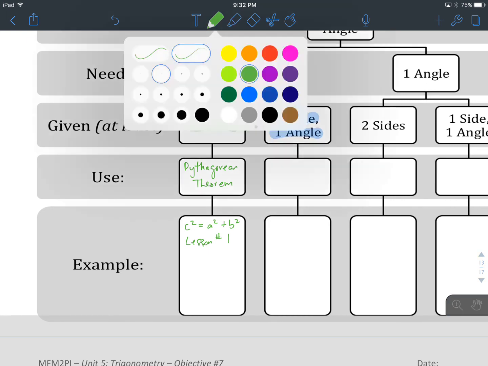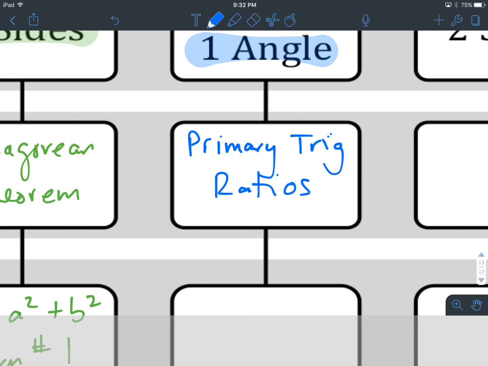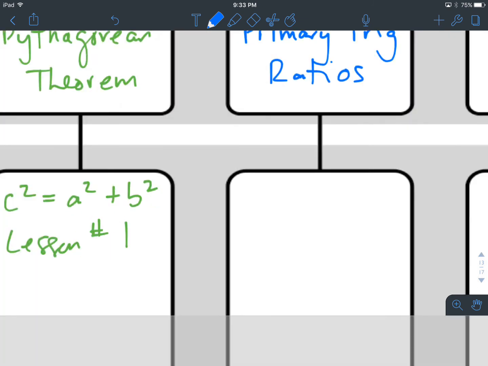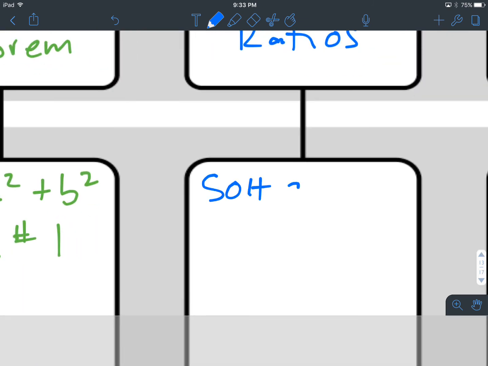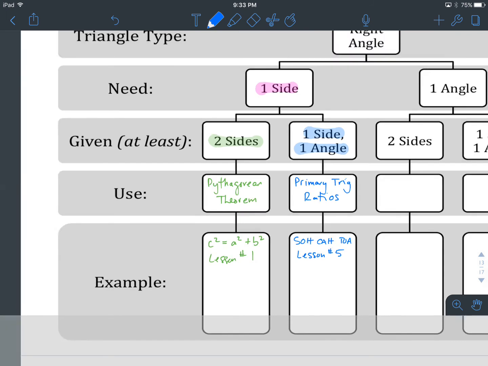What we're going to use in this instance is the primary trig ratios. So we've been given a side and an angle, and what we're after is a side. So this is going to be SOHCAHTOA. Again, just a little reminder for you. And this was in lesson number 5, where we're going to go figure out what that other side value is. So that's if we need a side.